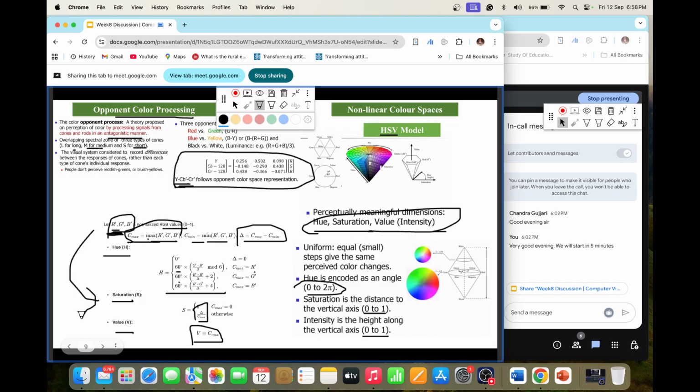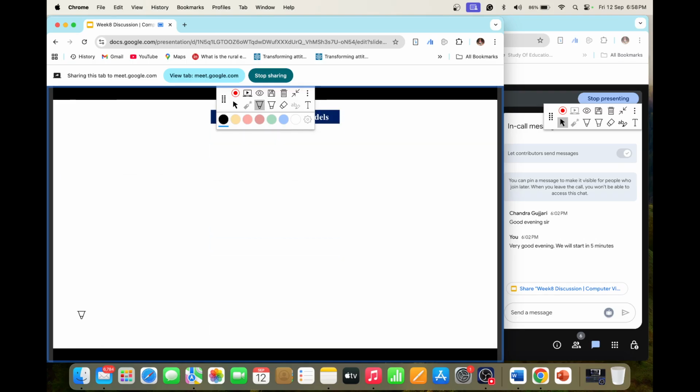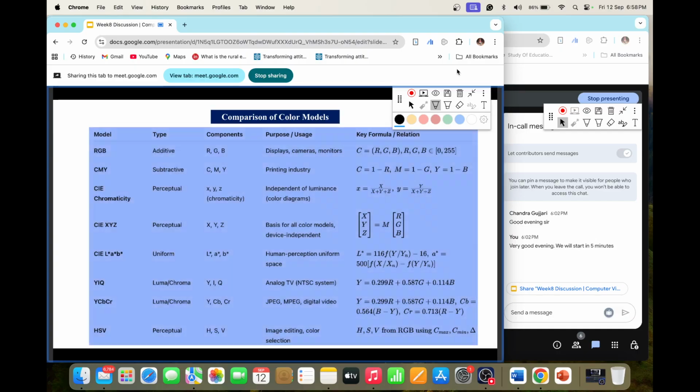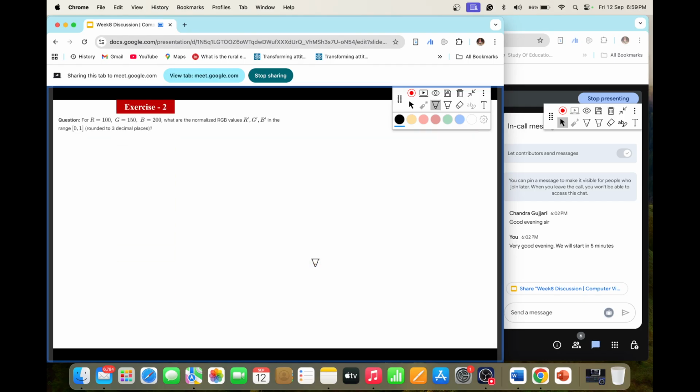So this is regarding all the formulas related to all the color spaces, and then this is the comparison of the models. Please read it. I will give the slide in that folder. The comparison of all the models I have given you. Then let's focus on some of the problems. Question number 1, for R 100, G 150.